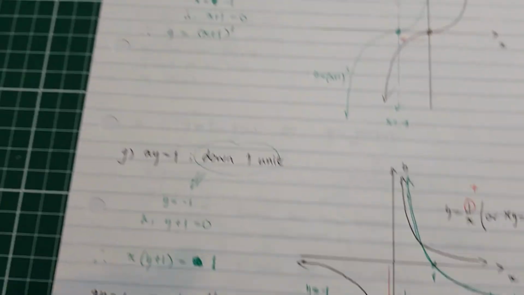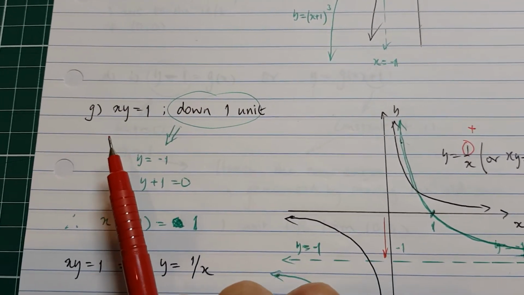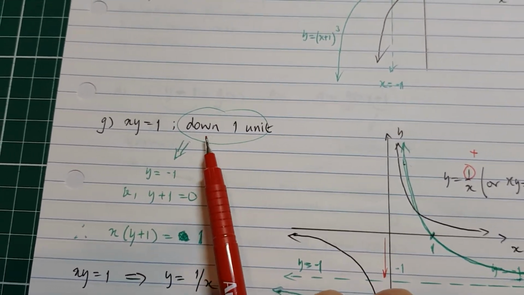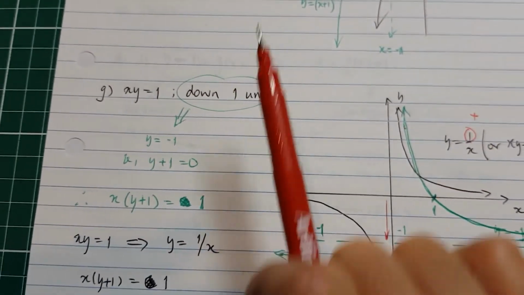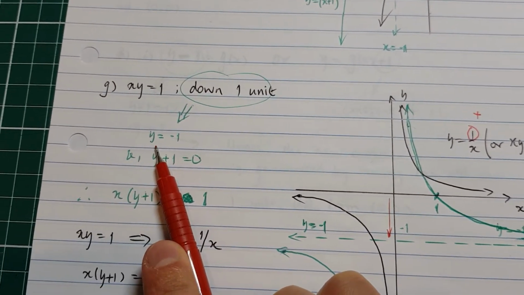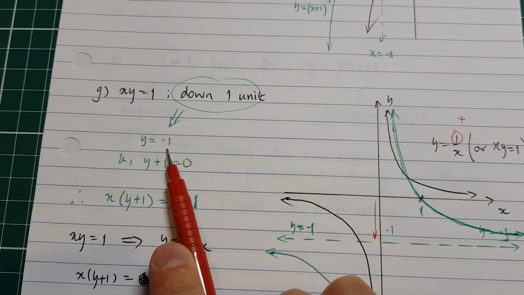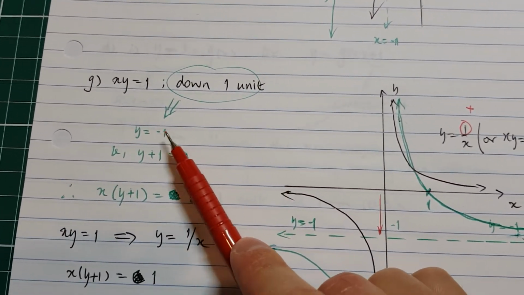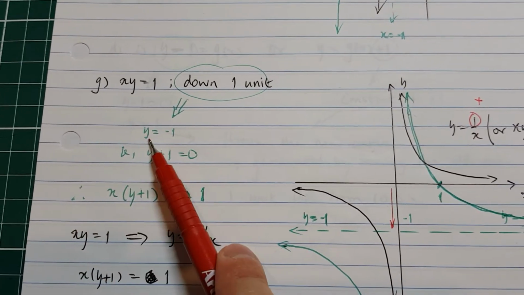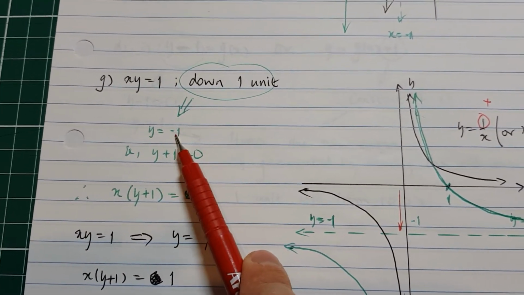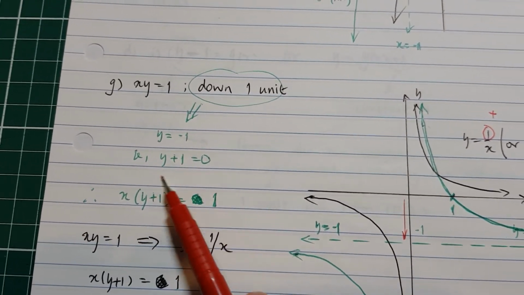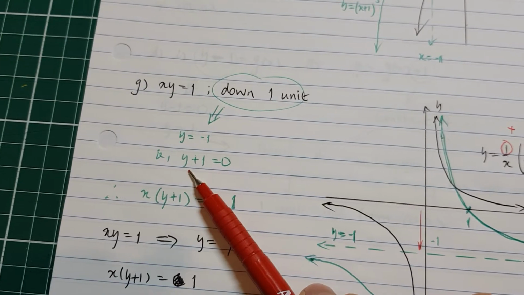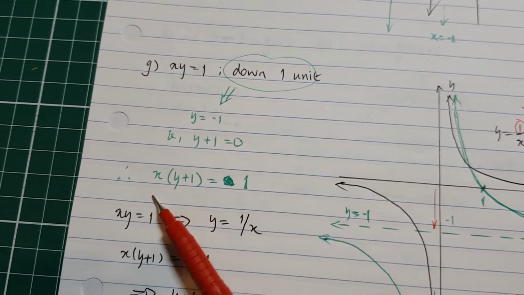Now, in terms of the translation, we're moving down by 1 unit. So this is up or down movement, which associates with the y value. So you can think of that as y equals -1 because it's down. If it's up by 1 unit, then it will be y equals +1. So with y equals -1, move the -1 over to the other side. That's y plus 1. So that means instead of y, you're now replacing y plus 1 into that original function. Then you get that.